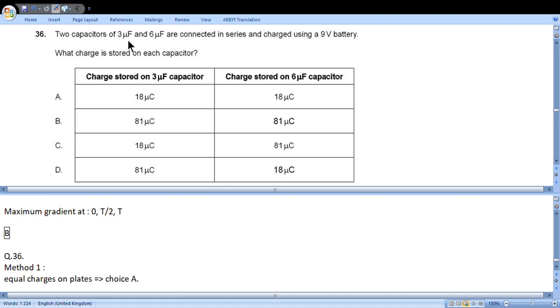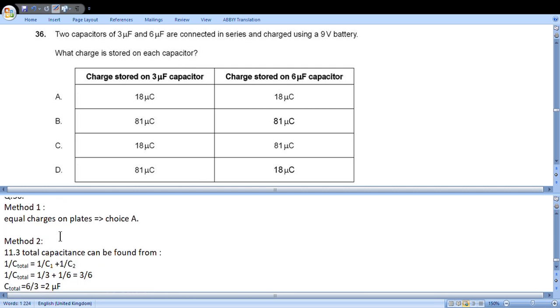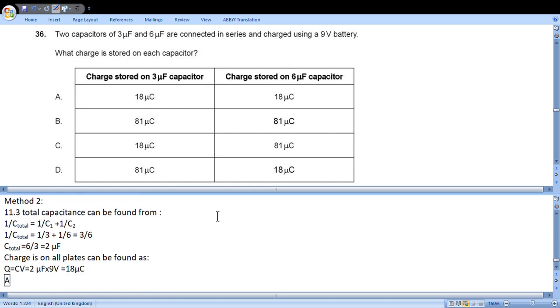Two capacitors of 3 microfarad and 6 microfarad are connected in series and charged using a 9-volt battery. What charge is stored on each capacitor? So method 1: equal charge on plates, so equal. Straightforward, you can choose A. Method 2, calculations, if you want. Total capacitance can be found from the inverse formula, 2 microfarad. Charge on all plates is the same, and it is C times V, so it is 18 microcoulomb, the same value.